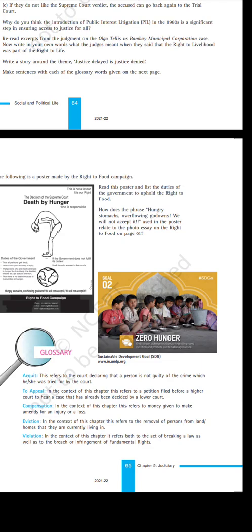Compensation. In the context of this chapter, this refers to money given to make amends for an injury or a loss. Eviction. In the context of this chapter, this refers to the removal of persons from land or homes that they are currently living in. Violation. In the context of this chapter, it refers both to the act of breaking a law as well as to the breach or infringement of fundamental rights.